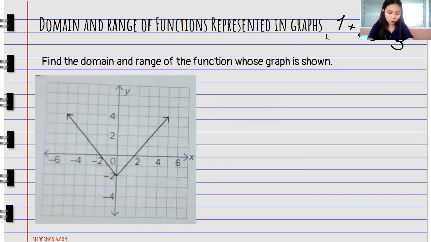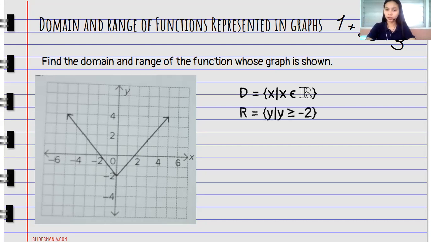Ayan. So paano naman kung ganito po yung given natin? Siyempre, domain natin x such that x is an element of all real numbers. Okay? Since it extends infinitely upward po. So, the lowest point naman po, ang range natin, y such that y is greater than or equal to negative 2. Paano po, saan po nanggaling si negative 2? Negative 2 po, ito po siya. Yung lowest point po natin.